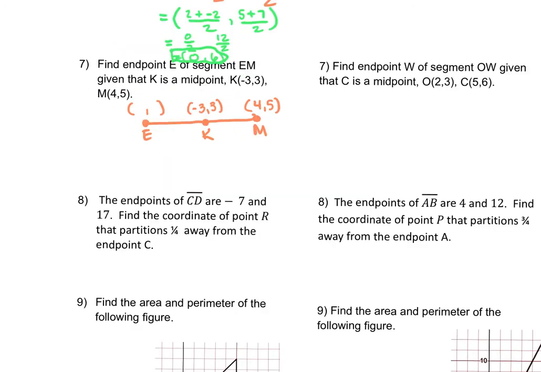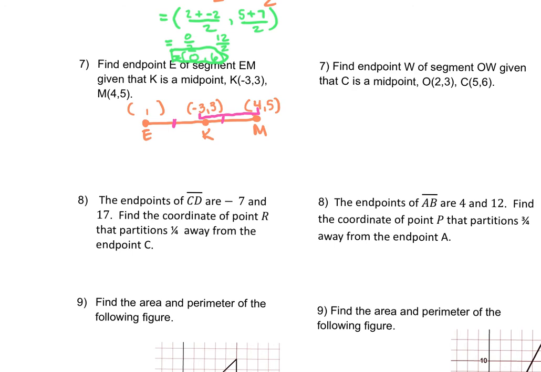All right, this next one wants us to find endpoint E of segment EM, given that K is the midpoint, and then it gives us the coordinates for K and M. So I've gone ahead and drawn the picture of what we're doing here. What we need to remember is that when we have a midpoint, we have part equals part. So as we change in the x from endpoint to midpoint, we're going to change the same way from midpoint to other endpoint. So let's track the change from our x of our endpoint that we know to our midpoint.